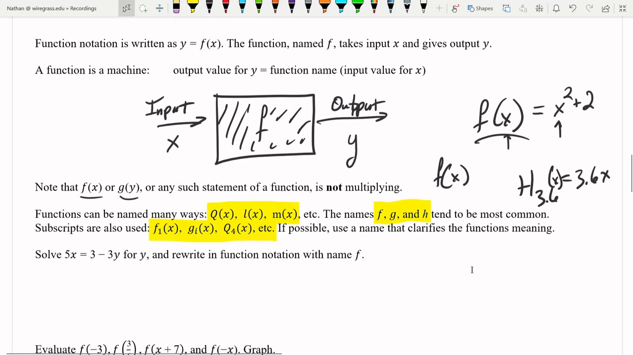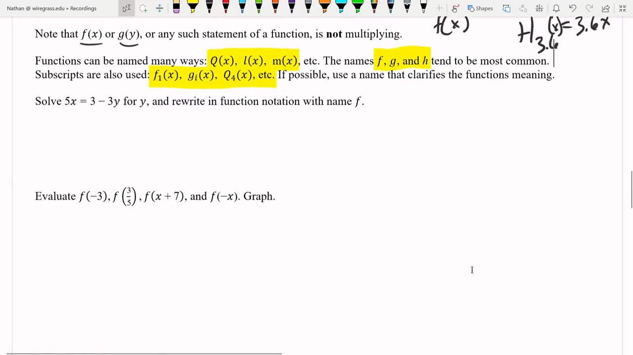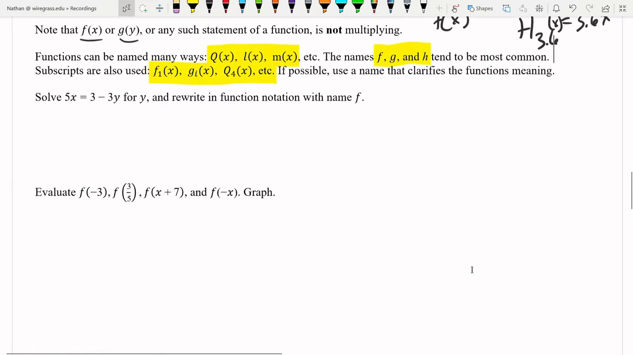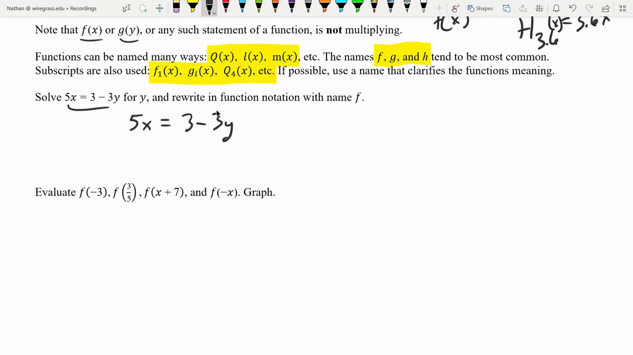Okay, now we can rewrite a normal equation. As long as it has two variables, you can rewrite it into a function. All you have to do is solve for one of the variables. What we're going to be doing here is always replacing the y variable with our function notation. It's always y because x is always our independent variable. So I'm going to take this equation here and solve for y. We have 5x equals 3 minus 3y, and you get y by itself.